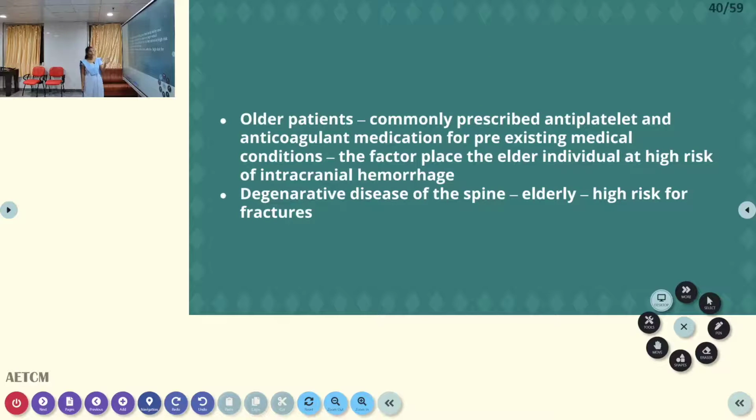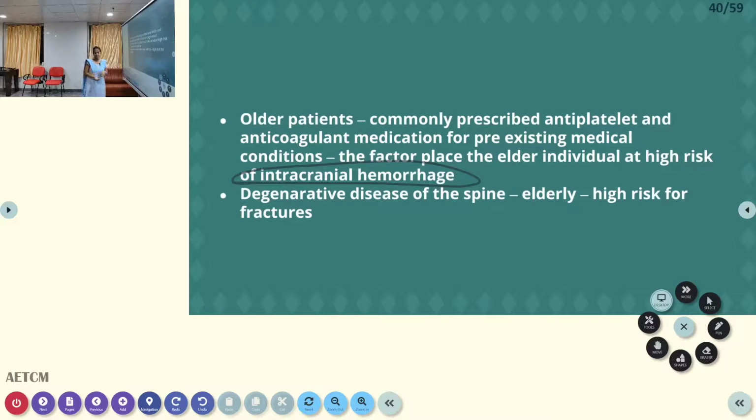And next, the majority of older patients are commonly prescribed antiplatelet and anticoagulant medications for pre-existing medical conditions. So these factors will place the elder population at a higher risk of intracerebral hemorrhage.